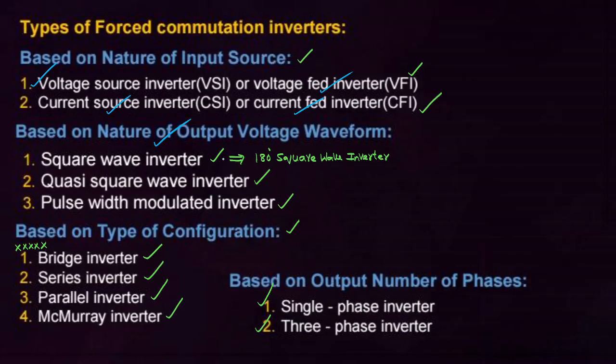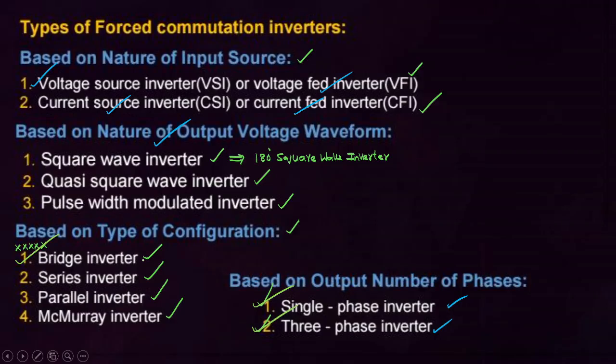Based on the nature of output voltage waveform, the inverters are square wave inverters, quasi square wave inverter, pulse width modulated inverter. Based on the type of configuration, bridge inverter, series inverter, parallel inverter, McMurray inverters. Based on output number of phases, single phase inverters, three phase inverters. But if you see the GATE papers, mainly bridge inverters are given. In that, single phase bridge inverter and three phase bridge inverter. And one more topic is the PWM technique, pulse width modulation technique. That is also very important.